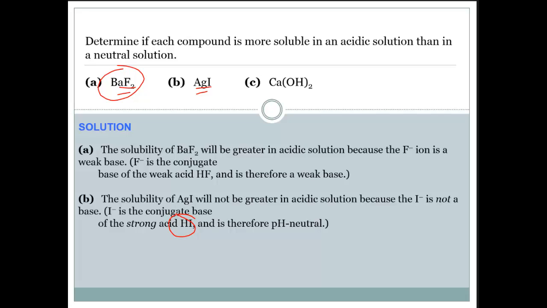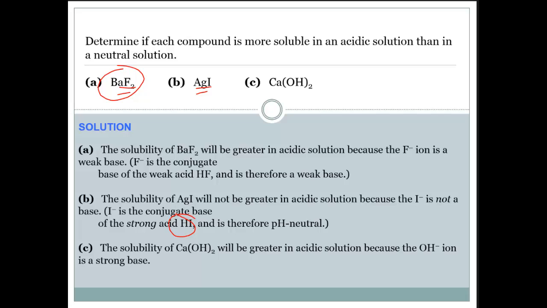And finally, calcium hydroxide. The solubility of calcium hydroxide will be greater in acidic solution because the OH minus ion is a strong base. So therefore that OH is going to absorb that hydrogen. And that is Ksp and pH.